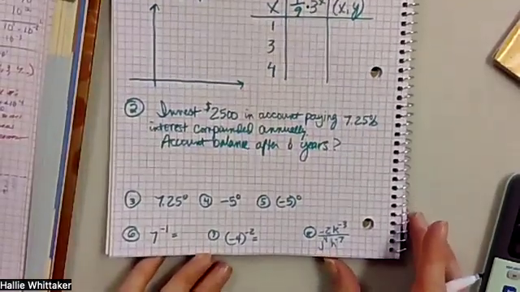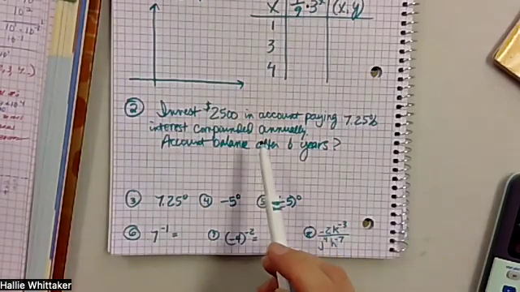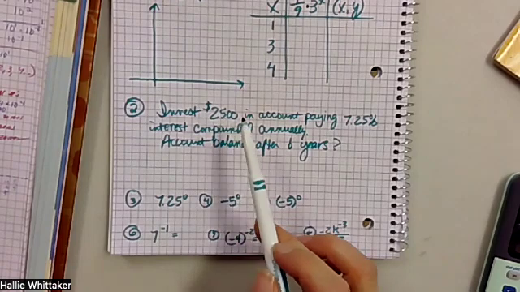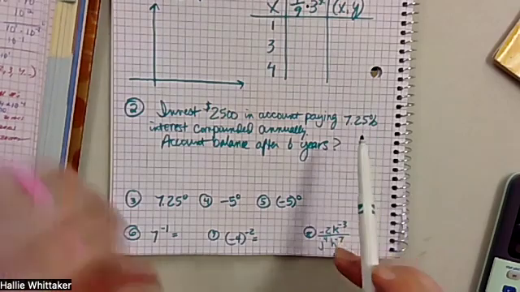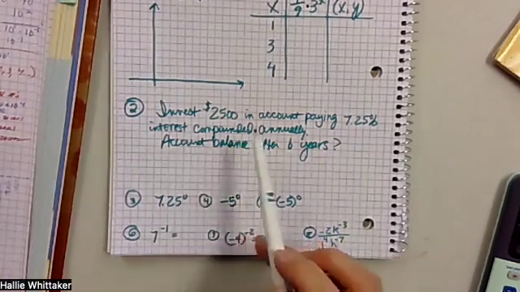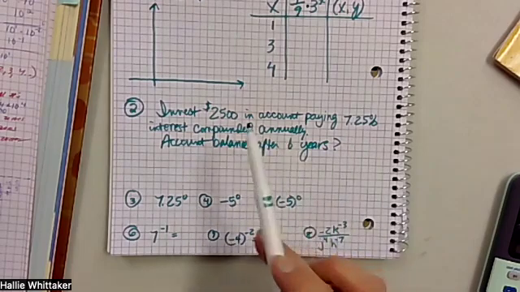Okay, a little bit more to review. Remember the exponential functions that we set up, very, very basic. Invest $2,500 in an account paying 7.25% interest, compounded annually. What's the account balance after 6 years? See if you remember how to do that.